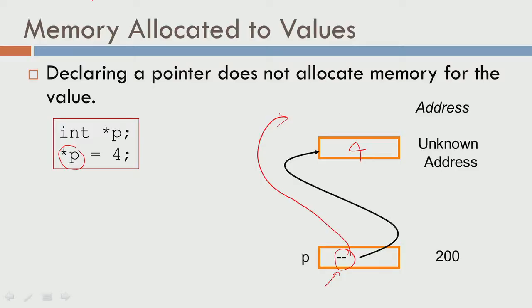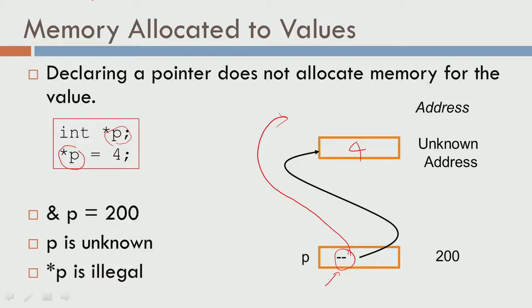So, at some point you have to take p and put a valid address in it, and only then will you be able to access star p. So, let us see what the sequence of things are. Ampersand of p is 200 because p is given a memory location, the compiler will do that because it is a variable, you will get location 200. However, p itself is unknown. So, if you access the variable p, you get the contents of this location 200, this is unknown and therefore, star p is illegal. Right.